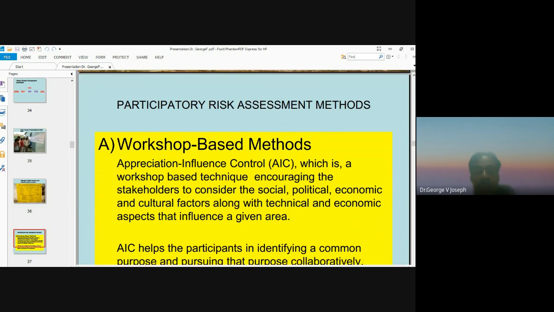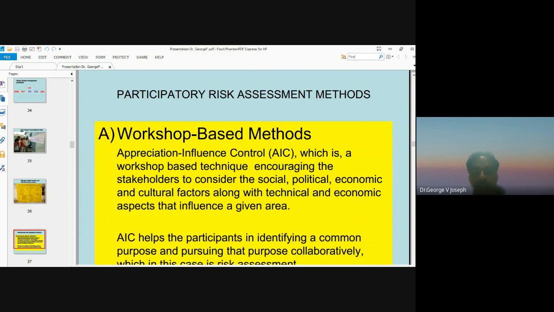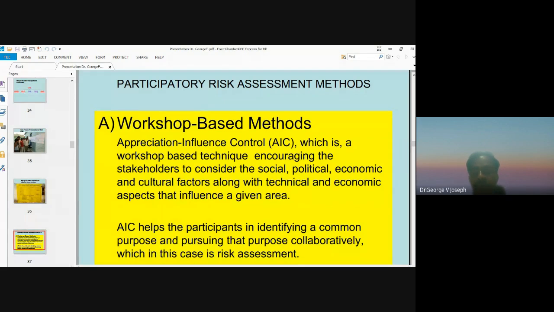So you call the various stakeholders, have a workshop with them, and you discuss with them the social issues, the political issues, the economic aspects, cultural factors, along with the technical ones. You can also call experts, maybe a geologist, maybe a flood specialist, in this workshop. And this helps the participants in identifying a common purpose.